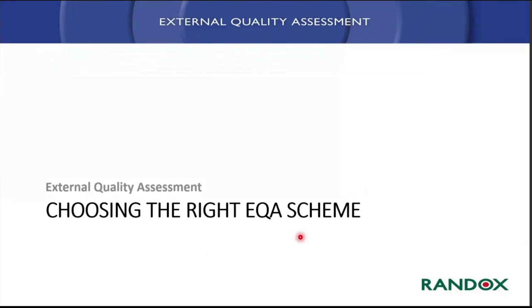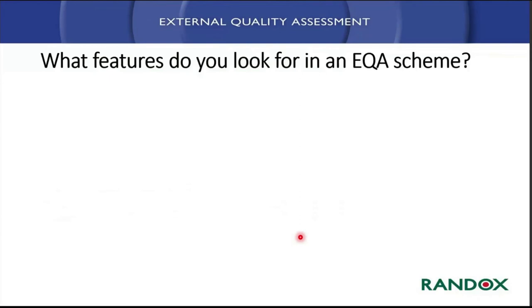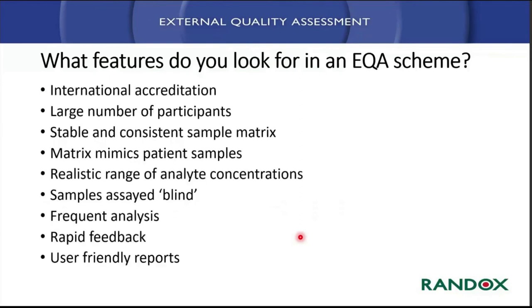But it doesn't end there. So say, okay, we know that we should run EQA, but what EQA scheme should we use? What features should you look for in your scheme? Well, there's a wide range of different aspects that you may want to look at. Obviously, the very first thing that we mentioned this morning, international accreditation, you should be using an accredited EQA scheme. You want to look for a scheme that has a large number of participants, therefore giving you confidence in the means that are being generated.